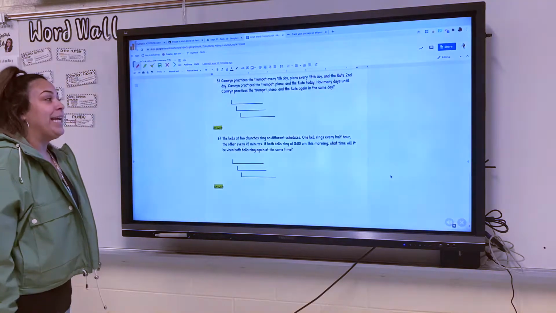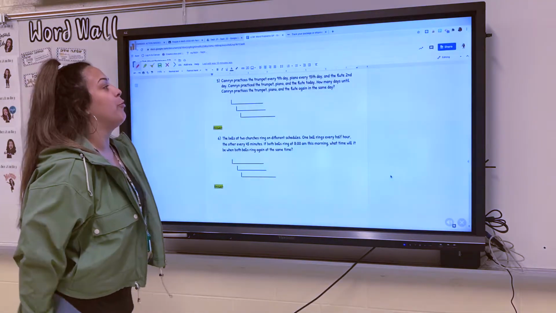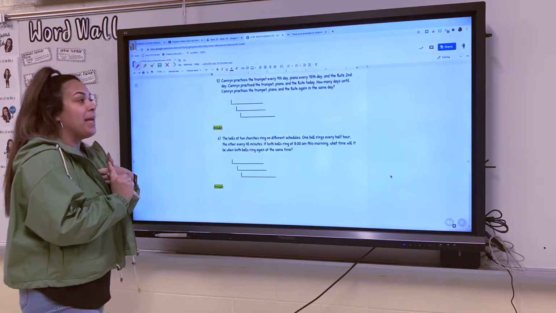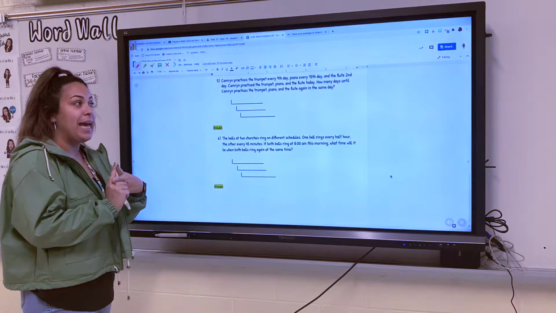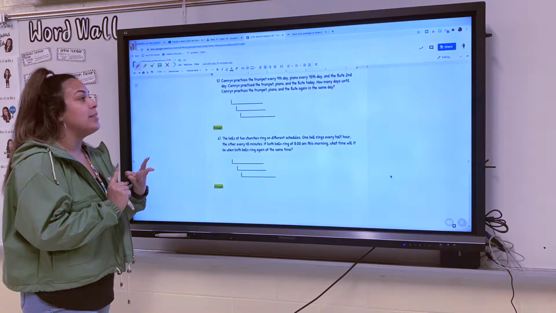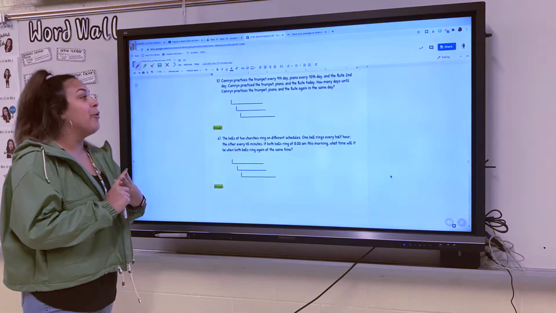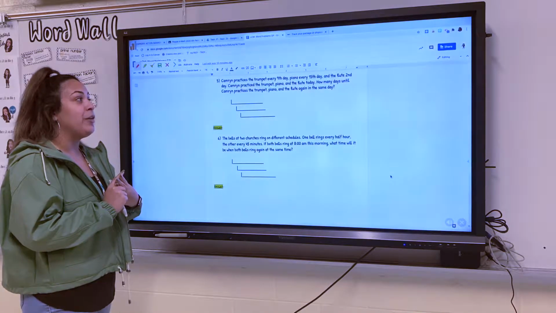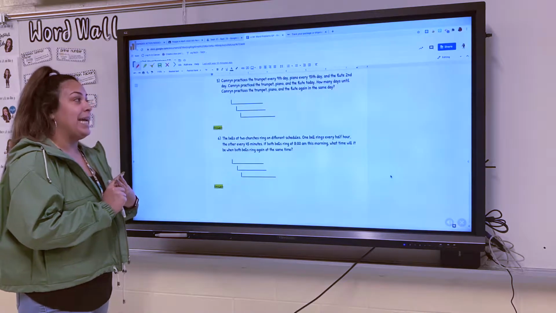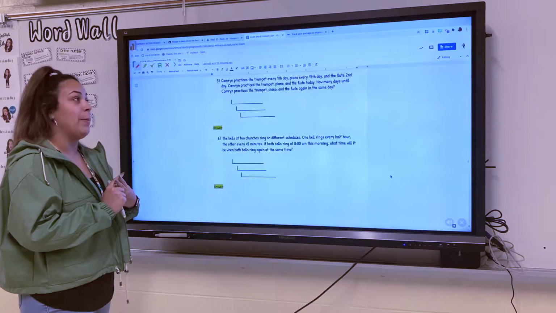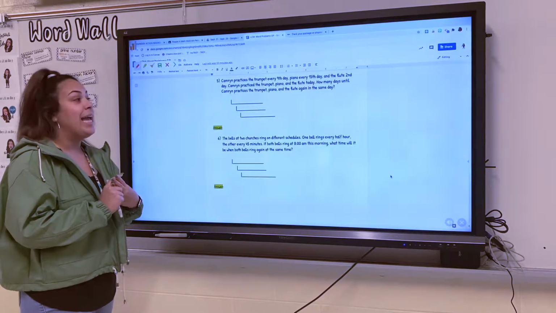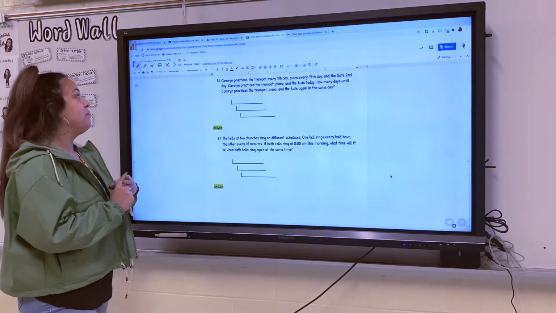The problem says Cameron practices the trumpet every ninth day, piano every 15th day, and the flute every second day. Cameron practiced the trumpet, piano, and the flute today. How many days until Cameron practices the trumpet, piano, and the flute again in the same day?